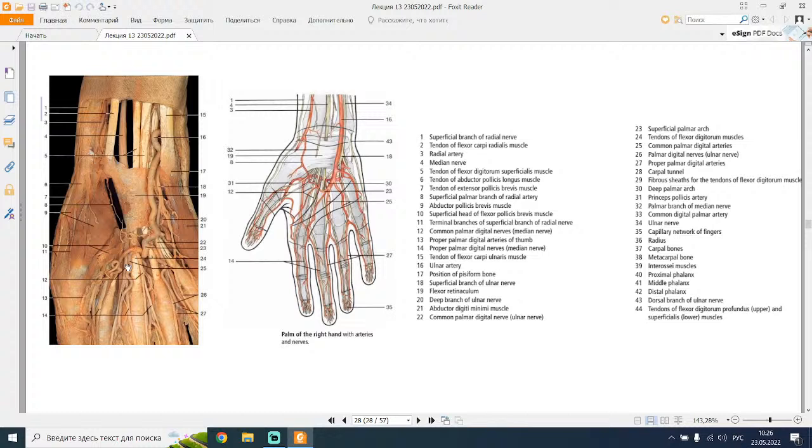You see, this is arcus palmaris superficialis. This is arteria ulnaris. This is branches of arteria radialis.